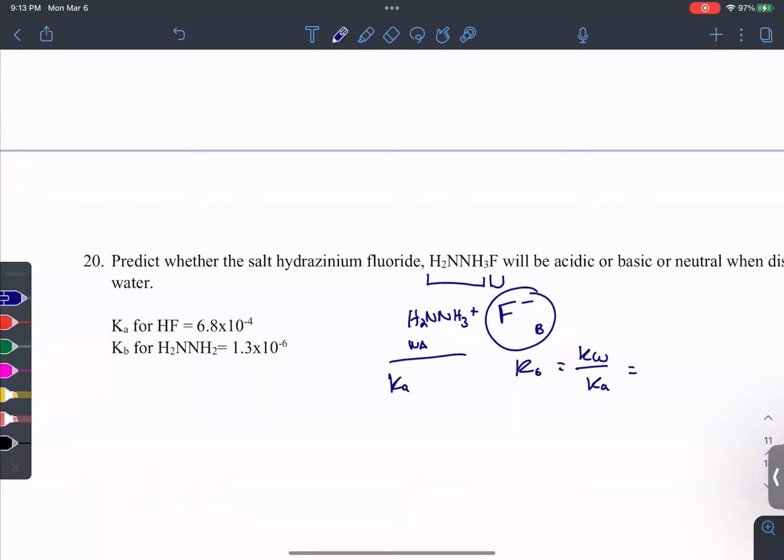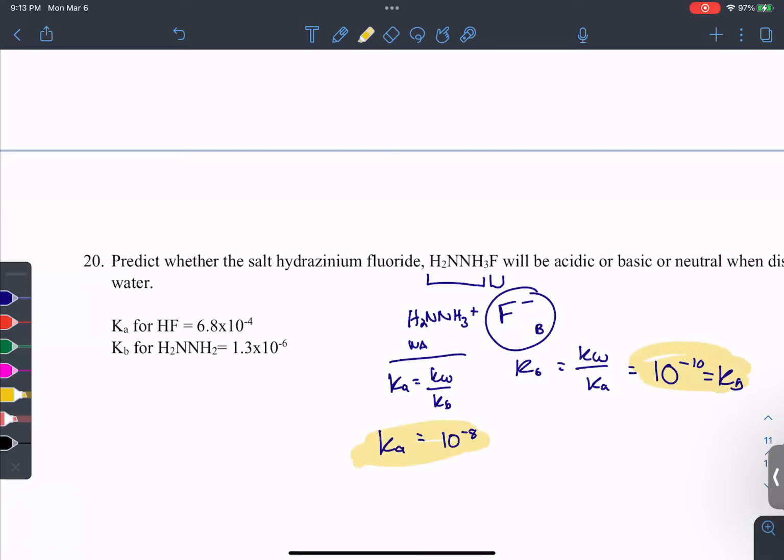So if you just calculate it, I'm just going to do the back of the envelope calculation. This is about 10 to the negative 10. All right. So then the Ka value for hydrazinium comes from the Kb value that's given, which is Kw over Kb, and it's going to be about 10 to the negative 8. All right, so that's the Ka, there is the Kb. So these are the values we want to compare.